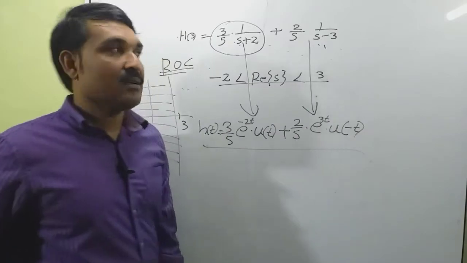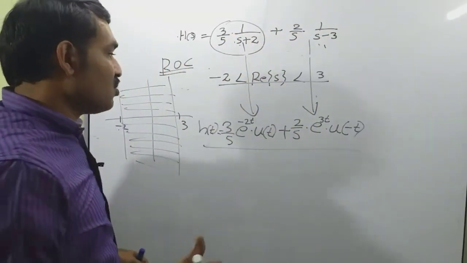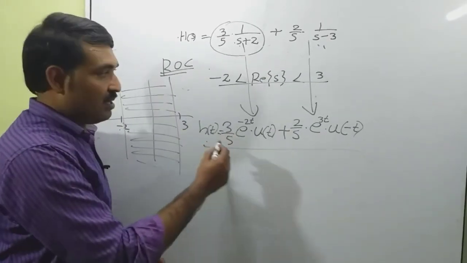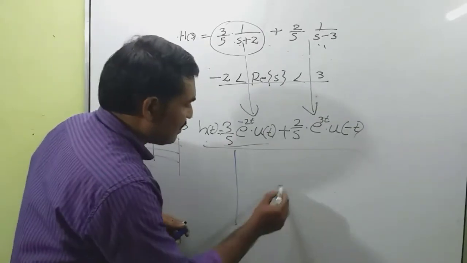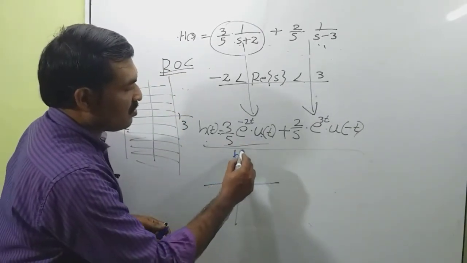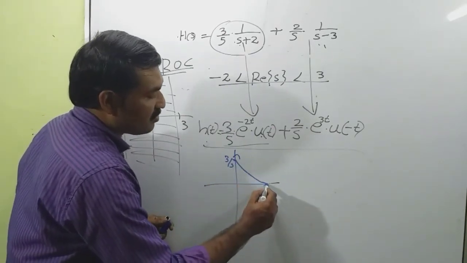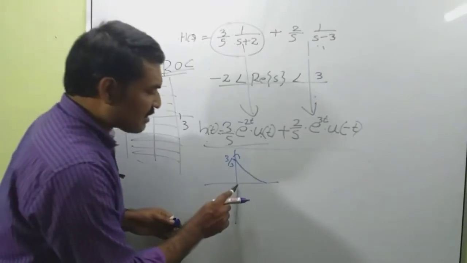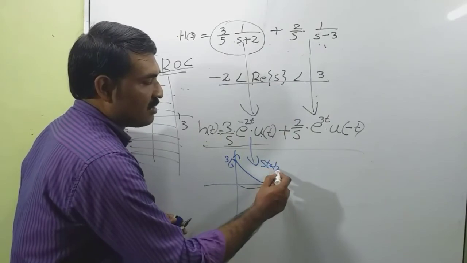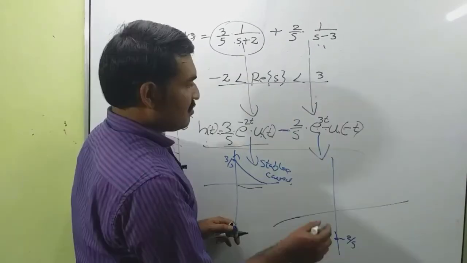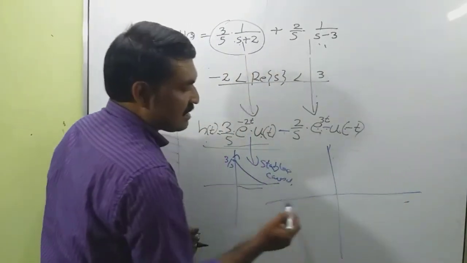Okay, I think it is clear. This is a causal signal and this portion is an anti-causal signal. So let us draw the h of t. For this portion of the signal, at t equal to 0, the value is 3 by 5, then exponentially going to 0. This exists for t greater than 0, and this portion is stable and causal. This is actually minus 2 by 5.